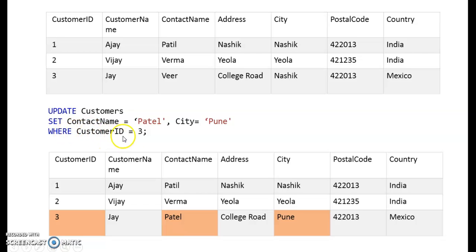Where? Now the condition for which particular record the update operation should be performed. Where customer ID, now this is my another column, that is first column, equal to 3. Now this is the third record which will be updated.